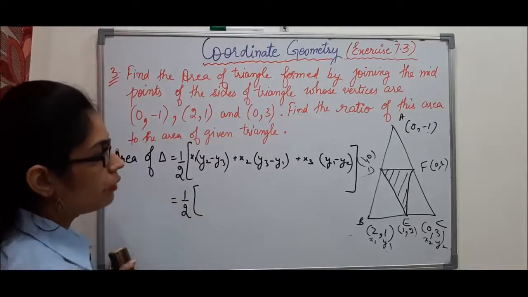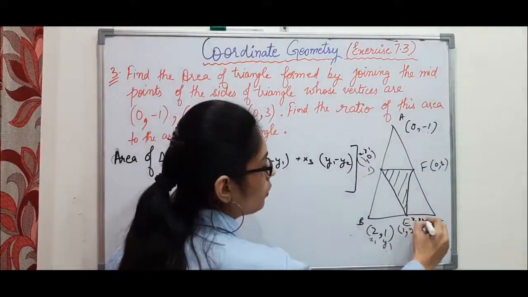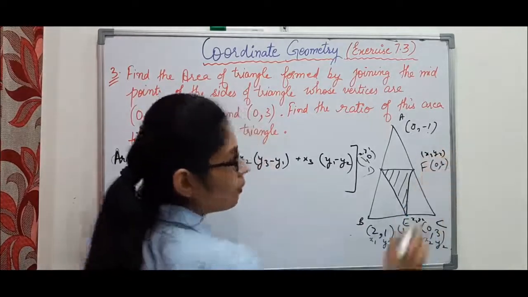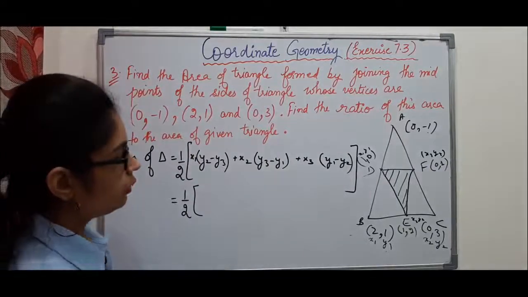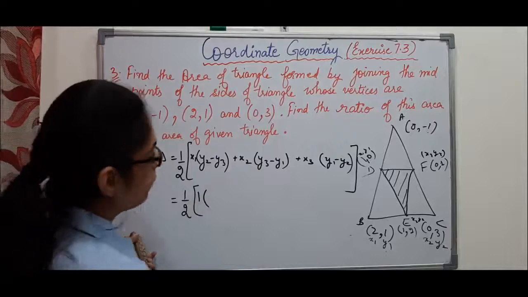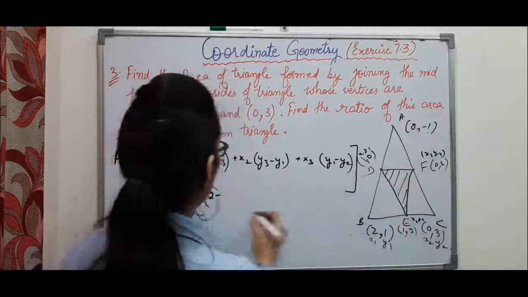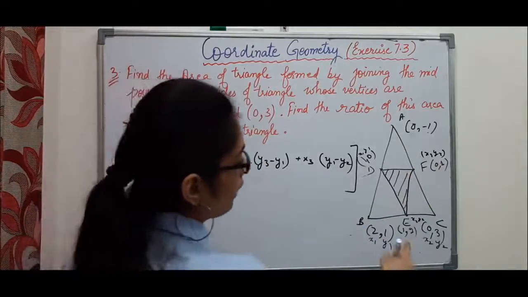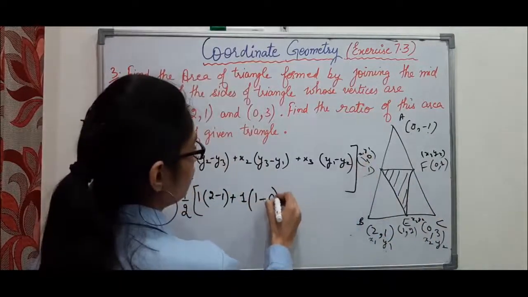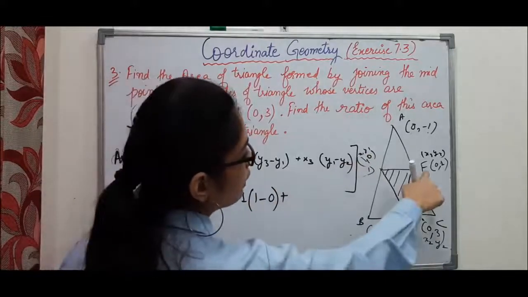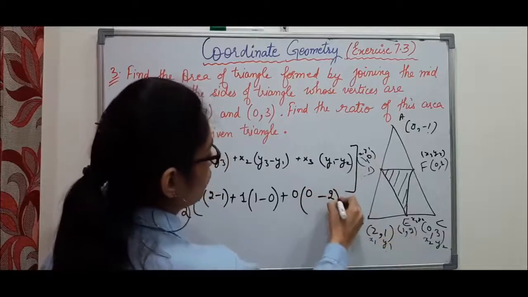Now let's substitute the values. If I am taking this triangle, I'll write the value. This is x1 y1, this is x2 y2 and this is x3 y3. Any point you can give any name, your answer will not change. So x1 it is 1, y2 minus y3. y2 I have written here, which is 2 minus y3 which is 1 plus x2 is 1, y3 which is 1 minus y1 it is 0 plus x3 I have written here it is 0, y1 which is 0 minus y2 which is 2.